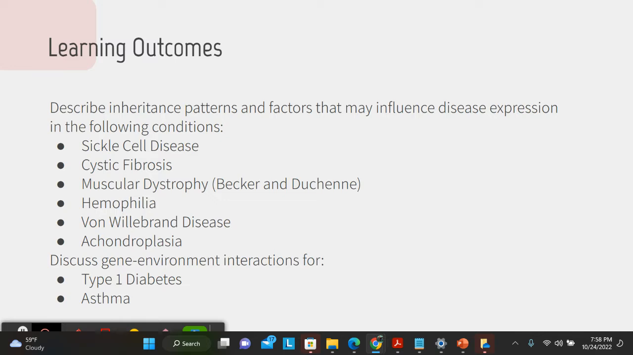So our learning outcomes for this unit are to describe inheritance patterns and factors that can influence disease expression in the following conditions: sickle cell disease, cystic fibrosis, muscular dystrophy, hemophilia, von Willebrand disease, achondroplasia, and then we'll just introduce two complex disorders that have polygenic inheritance and environmental factors. We're not going in depth into either of them, just kind of discuss how genes interact with each other and the environment to create a health condition.